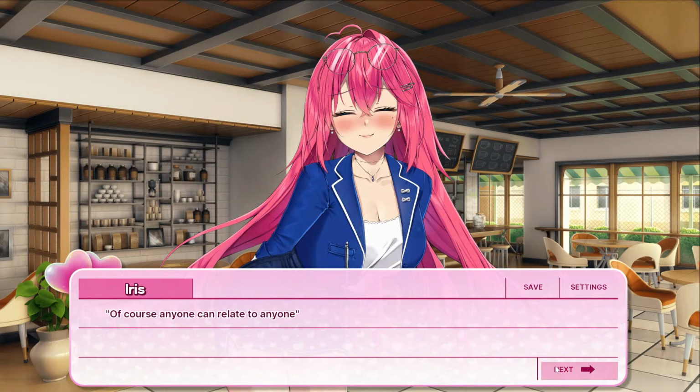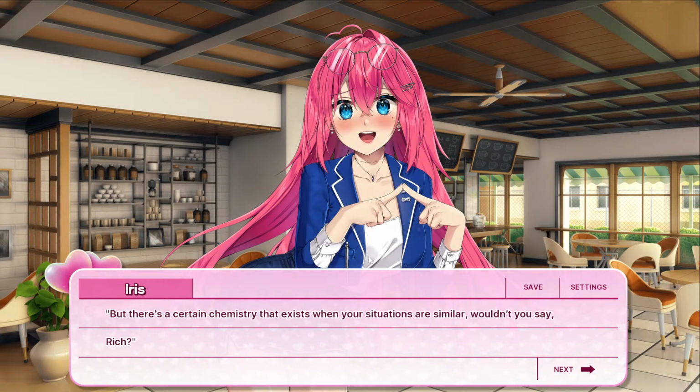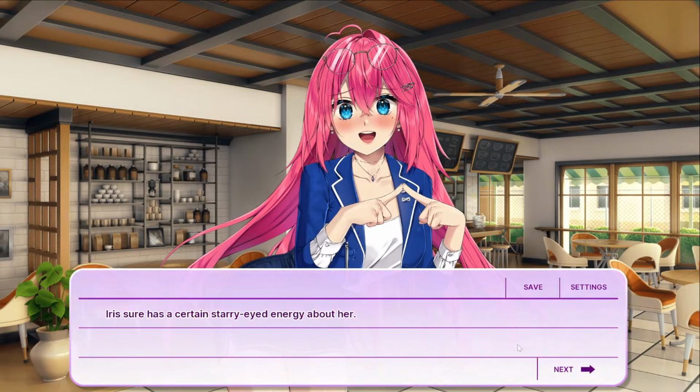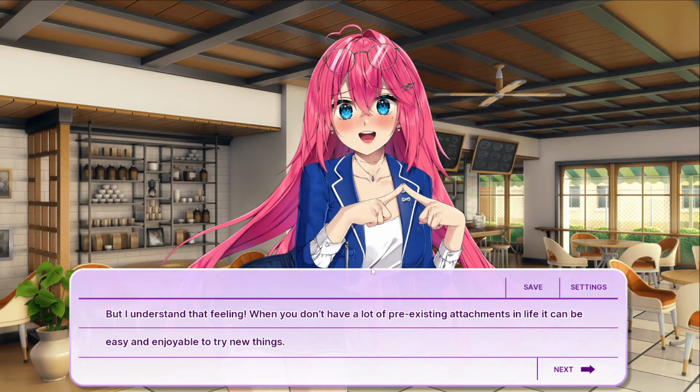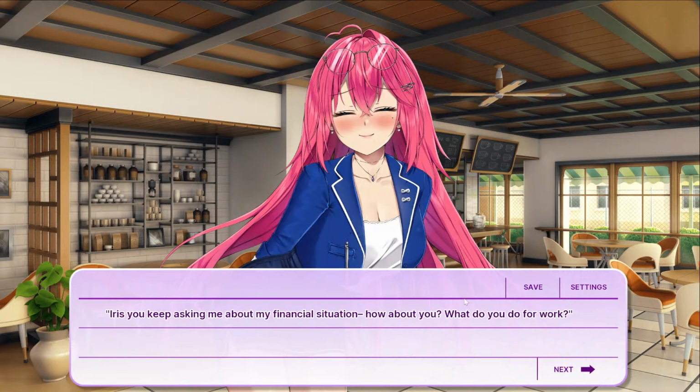Of course, anyone can relate to anyone, but there's a certain chemistry that exists in certain situations. Iris sure has a certain starry-eyed energy about her. I understand that feeling when you don't have a lot of pre-existing attachments in life. It can be easy and enjoyable to try new things. Iris, you keep asking me about my financial situation. How about you? What do you do for work?